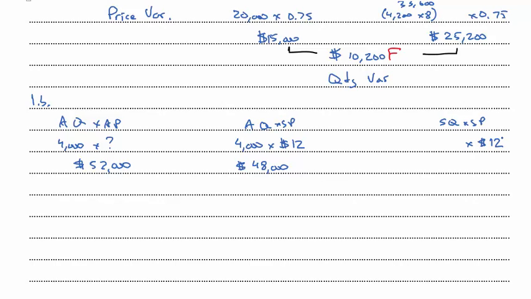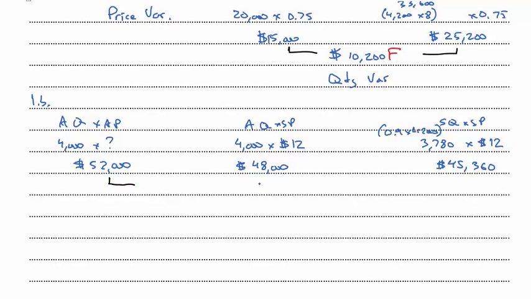12. Number of hours actually worked, or sorry, standard hours to be worked. 0.9 hours per toy. So 0.9 hours times 4,200 is 3,780. So again, that's 0.9 times 4,200. Okay, so 3,780 times 12 is 45,360. Okay.